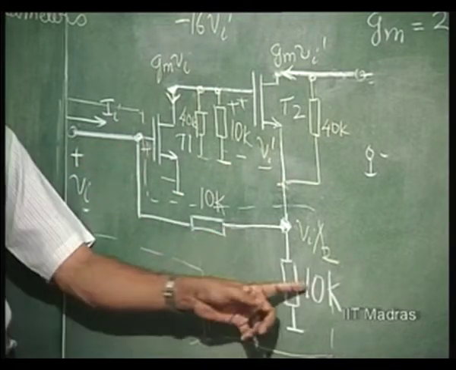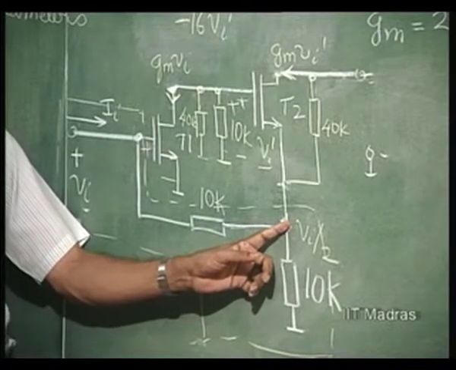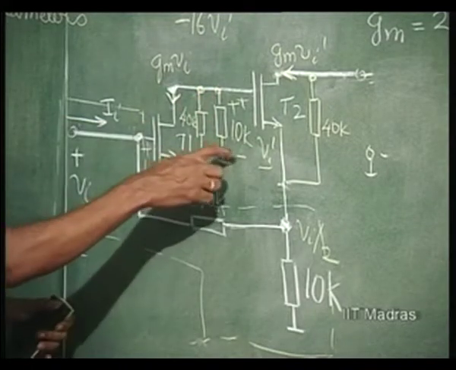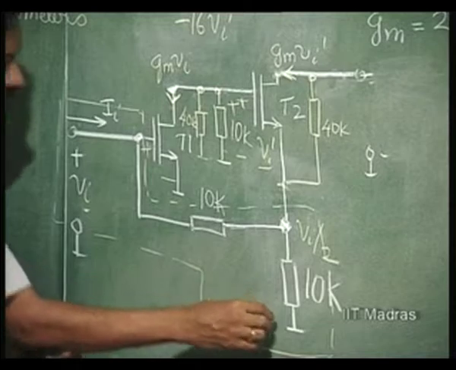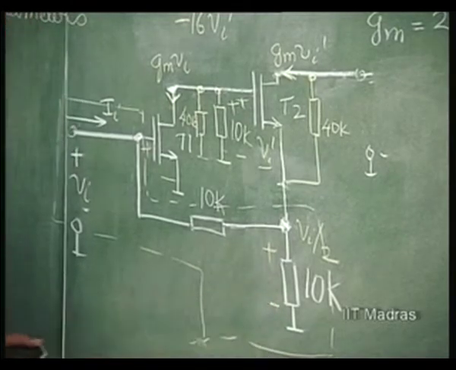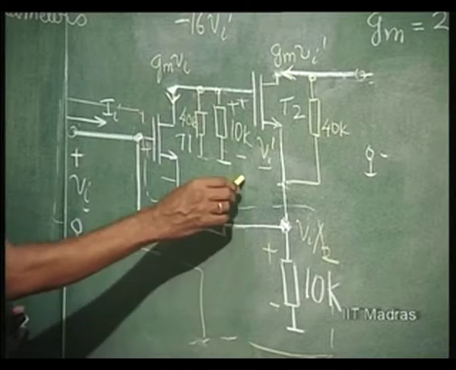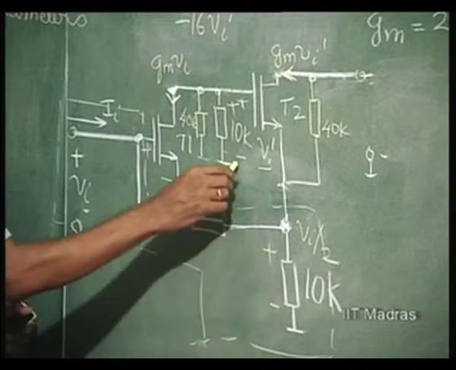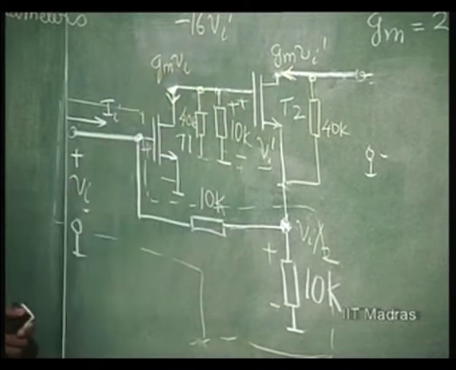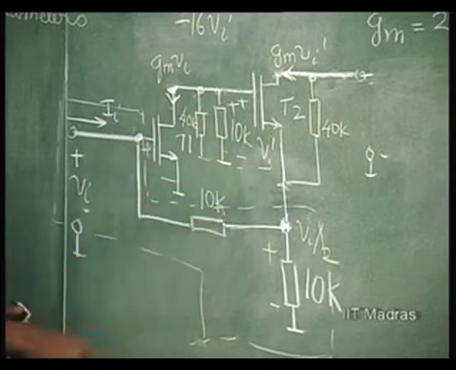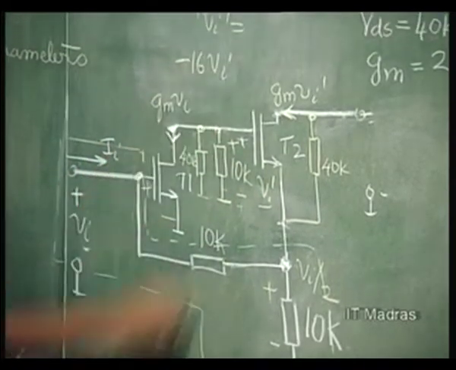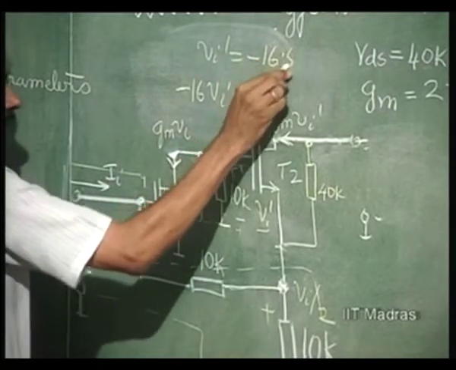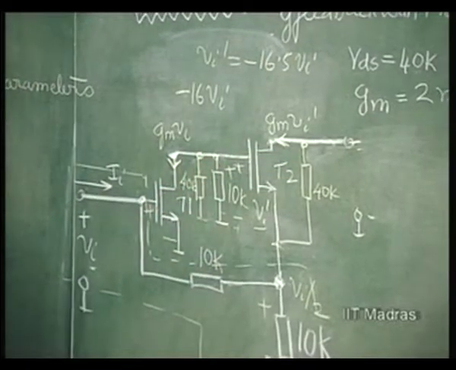So, this is 10k, 10k. So half of Vi comes here, Vi by 2. So we have minus 16 times Vi here, that is plus here minus here 16 Vi, and here we have plus here minus here. So effectively plus minus, plus minus. These voltages add. Vi by 2 adds with plus minus 16 Vi, or it is effectively having a Vi dash, which is minus 16, 0.5 Vi.